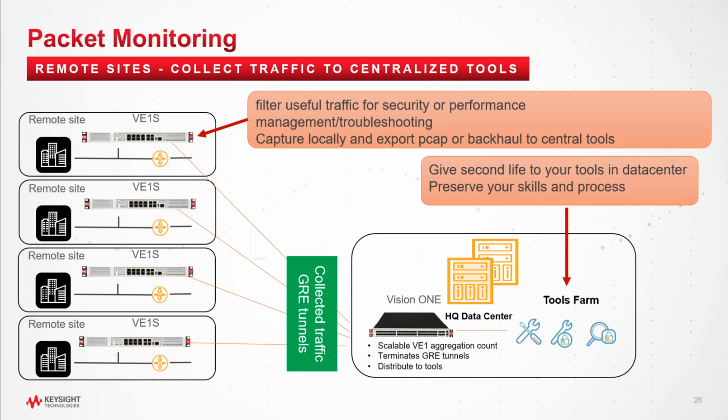The deployment topology would generally follow as such. I would use a Vision Edge 1S to do some type of pre-filtering, of which I would send this traffic to a Vision 1, which is part of a larger centralized data center where I would have a very, very large tool farm and perhaps an auditing type device to record all the transactions that are happening at each of my locations.